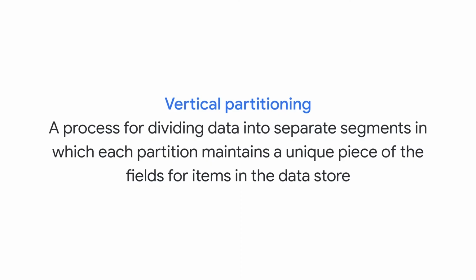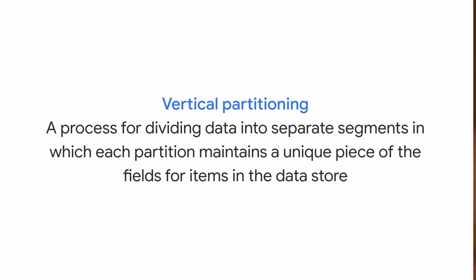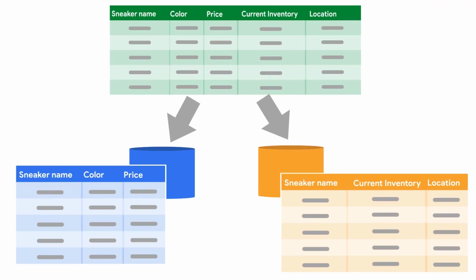Next, vertical partitioning is a process for dividing data into separate segments in which each partition maintains a unique piece of the fields for items in the data store. These fields are divided based on how often they are used. So, fields that are used often might be put into one vertical partition, and fields that aren't accessed as frequently might be placed in another. In the sneaker inventory example, one partition holds frequently accessed inventory data, including sneaker name, color, and price. Another partition contains other inventory data, like current inventory and location.